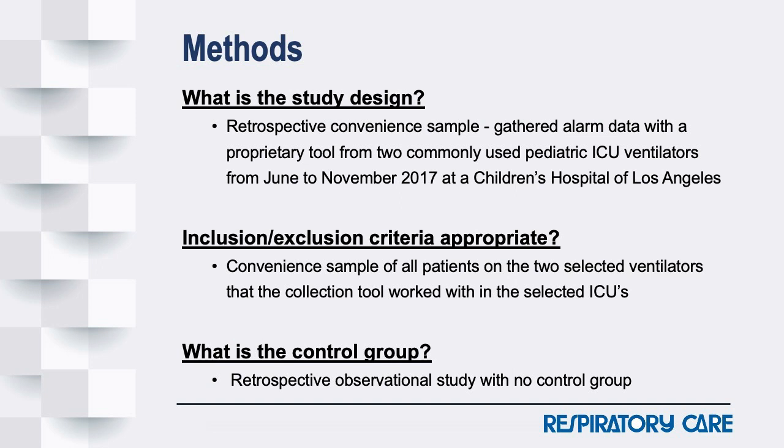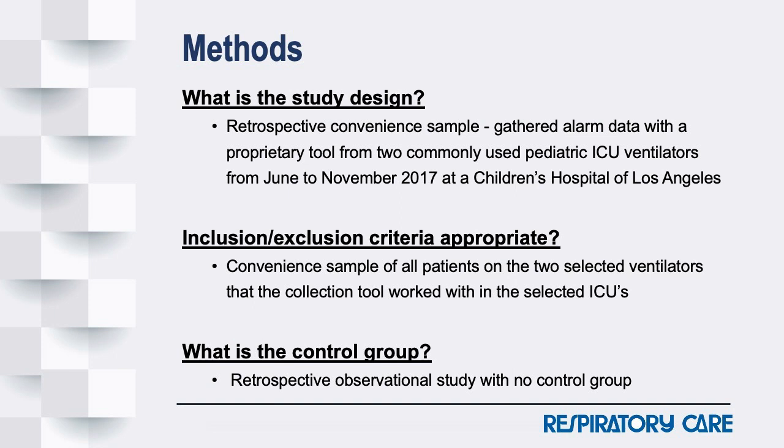As you see here, they gathered alarm data with a tool for 2 different ventilators in 2 different ICUs of the Children's Hospital of Los Angeles during that time that you see listed there. Their inclusion and exclusion criteria, was it appropriate? Well, it was a convenience sample, and it was basically all of the patients during that time period who were in the selected 2 ICUs on the selected 2 ventilators. So it's certainly a standard observational study.